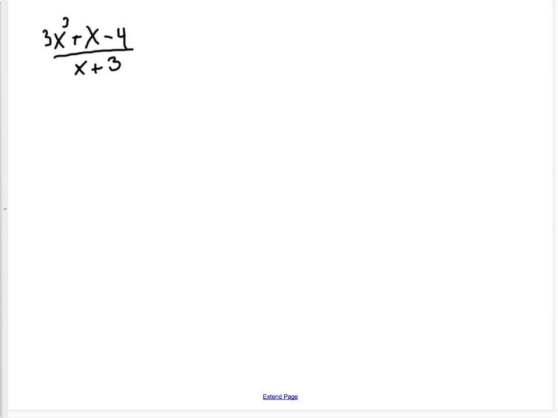I'm going to solve this problem using synthetic division. Remember, when you go to use synthetic division, you need to first make sure you can use synthetic division. So you need to look right here in the denominator. You need to make sure that you are dividing just by a linear binomial, meaning it's an x or a y with an exponent of 1, and you're adding or subtracting a number.